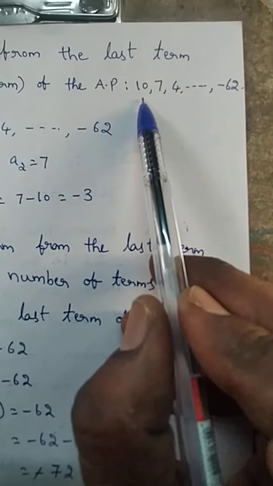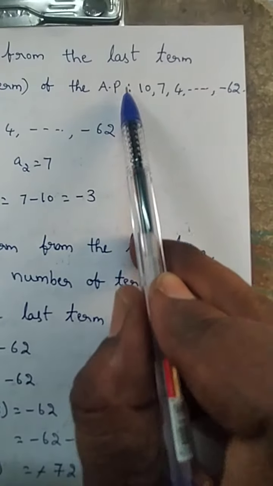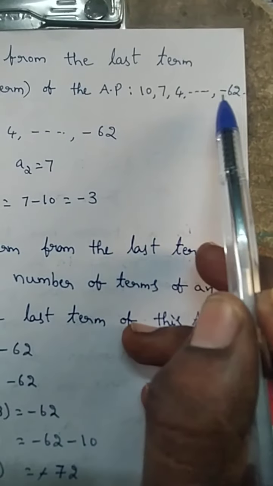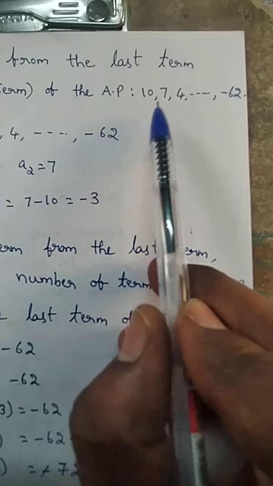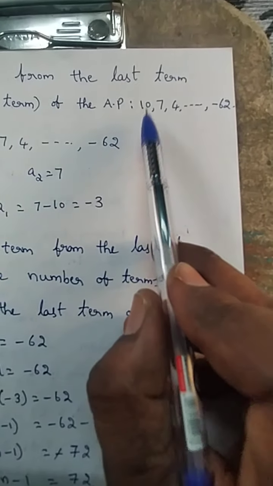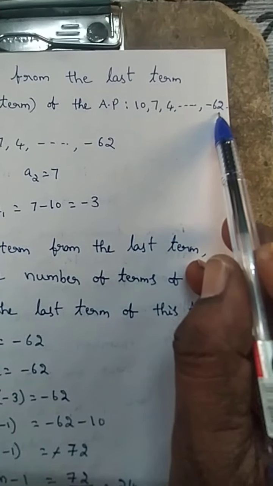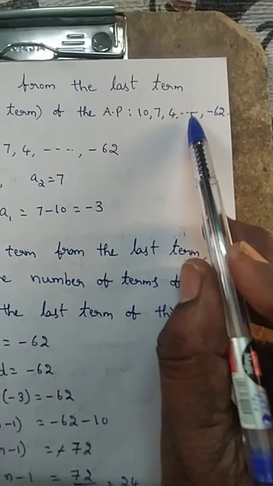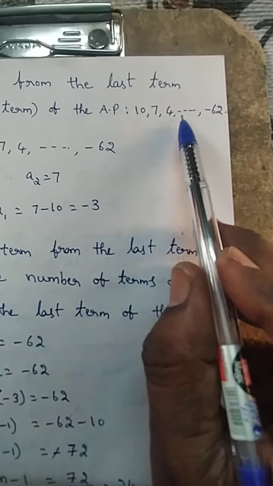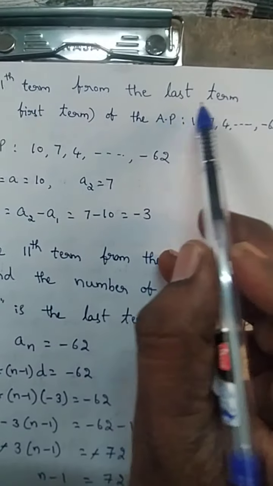The list of numbers is already mentioned to be in AP. So in this AP we can find the 11th term from the last, not from the first. We don't count 1, 2, 3, 4, 5 like that. This is the first term from the last, its preceding term is the second term, its preceding term is the third term, its preceding term is the fourth term. Like that, we can find the 11th term from the last.